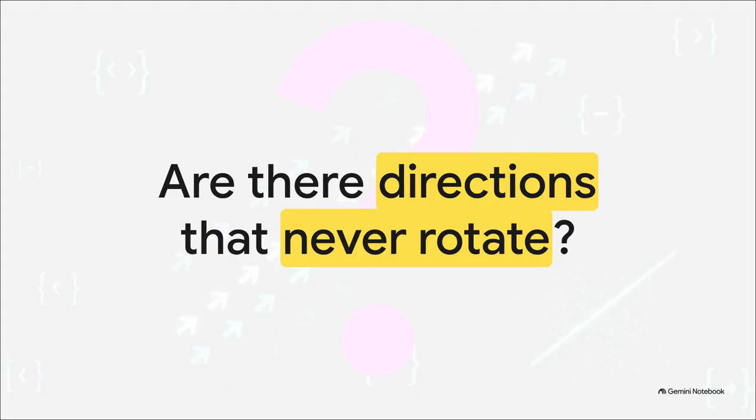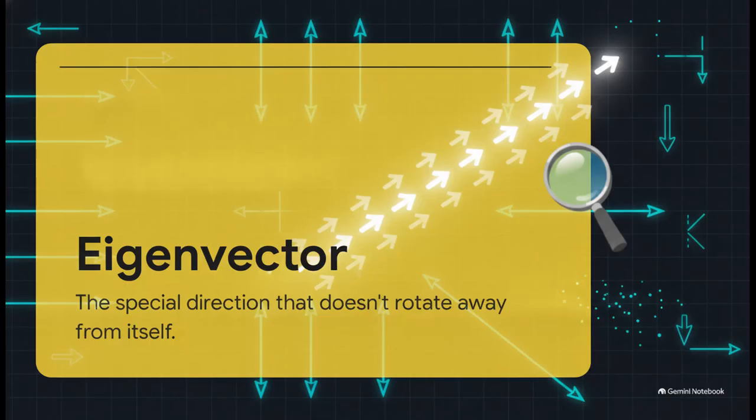I want you to actively picture a grid of arrows pointing in literally every direction. When a matrix transformation hits, most of those arrows are going to visibly rotate to new angles. But take a second and ask yourself, are there any special directions that only stretch or shrink but never bend? Like directions that stubbornly refuse to rotate away from their original line? Well, the answer is yes, absolutely. And they have very specific names.